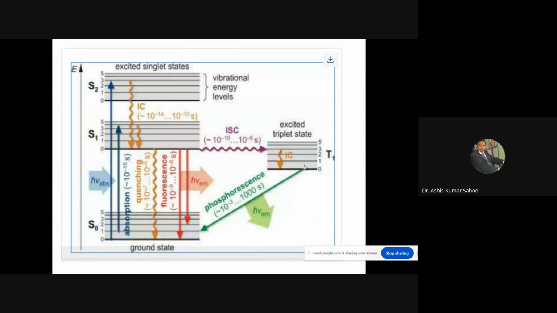It goes from S1 to T1 by intersystem crossing, and here the emission is internal conversion. You can see from S1 to S0, this is fluorescence. This is a quenching process.